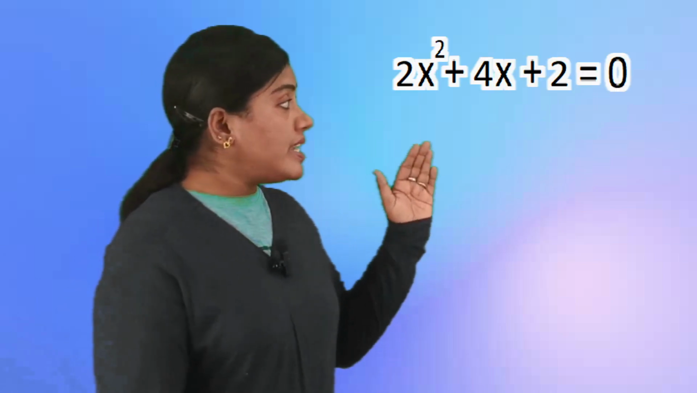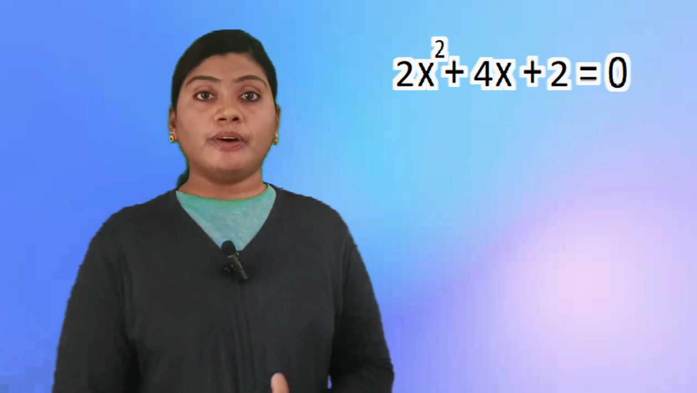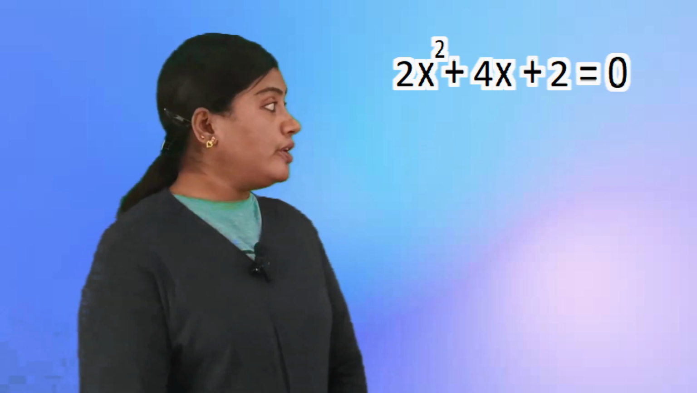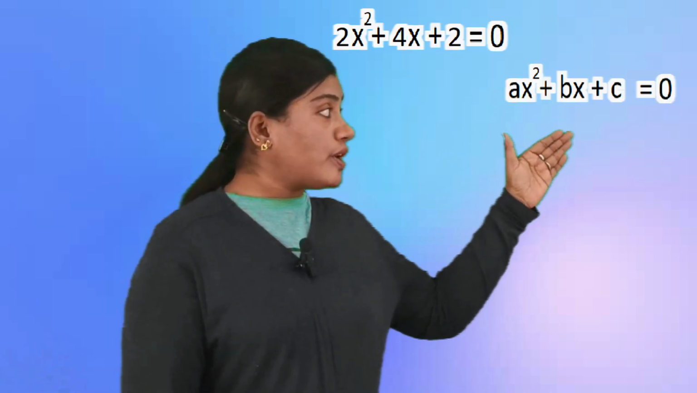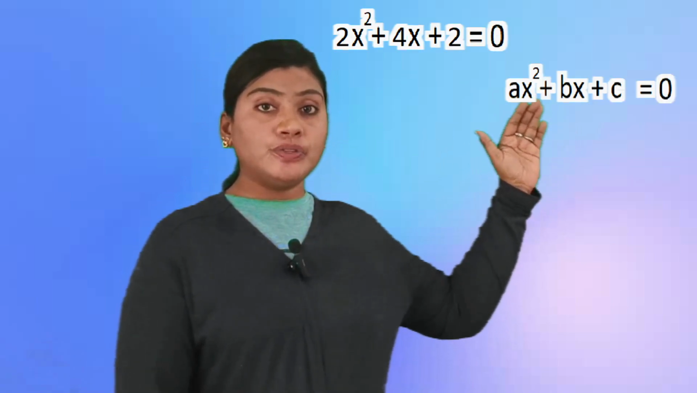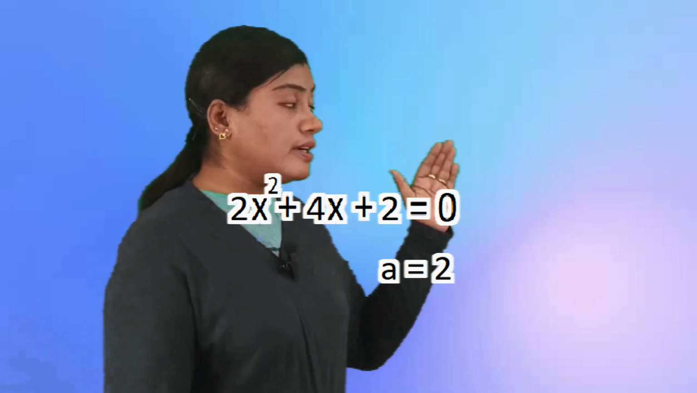Next, identifying quadratic equations. Let's do some examples here. Check whether 2x square plus 4x plus 2 is equal to 0 is a quadratic equation or not. We know the degree of this equation is 2. Compare this equation with the standard form of a quadratic equation, which is ax square plus bx plus c is equal to 0. Here, the coefficient of x square, that means a, is equal to 2.